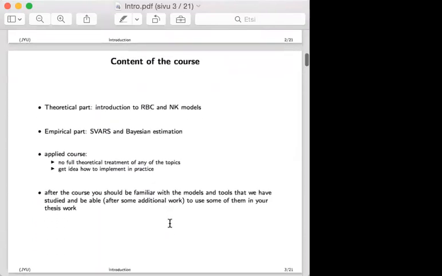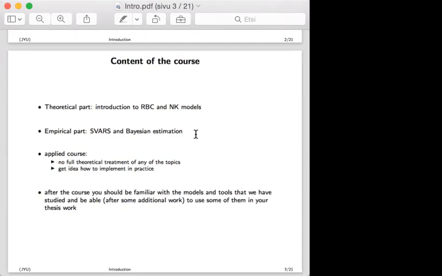There is kind of a theoretical part and empirical part in this course. First, we study DSGE models, real business cycle and New Keynesian models. And then we will move to empirical time series models and Bayesian estimation. This is an applied course. There are lots of different tools and models in this course, so the idea is not to get a really full theoretical treatment of everything, but to get the idea and understanding of what these models mean and how they are used in practice.